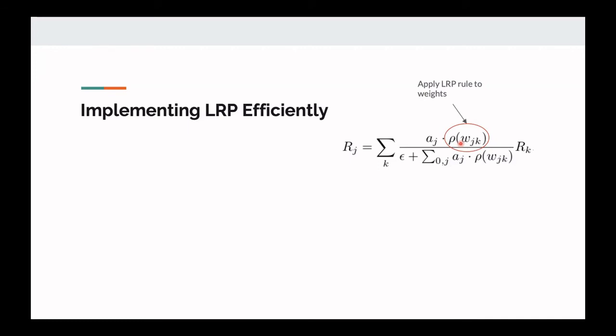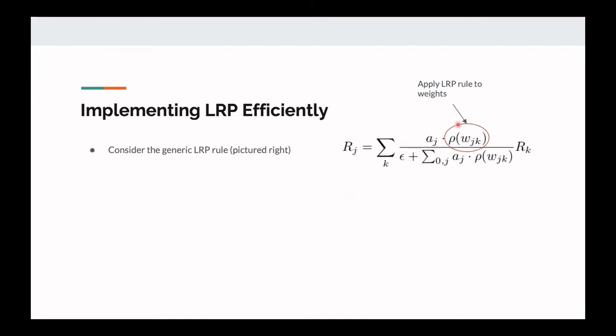Like, for example, if we wanted to use the gamma rule, then rho would take the weights as an input, and then it would return the weights with that gamma parameter applied to the positive weights as an output. If we were using the basic rule, gamma would just do nothing. It would leave the weights unchanged. And then the epsilon in the denominator, you could just negate that by setting it to 0.